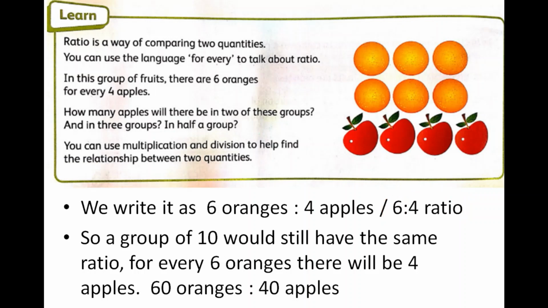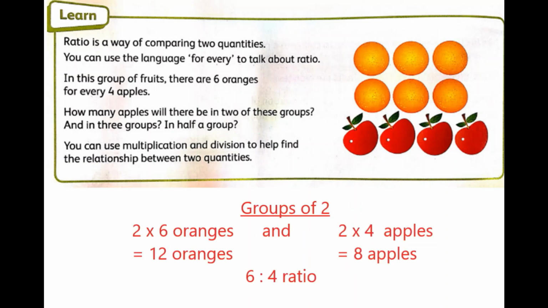For groups of 2, which is the question here regarding how many apples will there be in 2 of these groups, you're basically going to take the group of 2 and multiply it. So you're going to take 2 times 6 oranges and 2 times 4 apples, which will be 12 oranges and 8 apples. So the group of 2 will still have a ratio of 6 oranges to 4 apples, the 6 to 4 ratio.